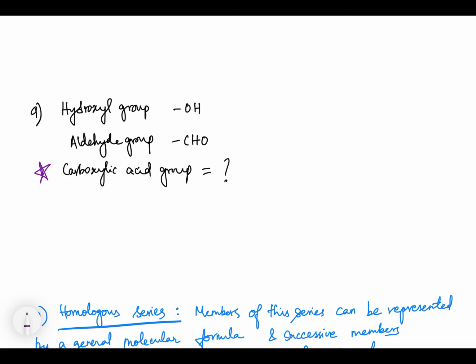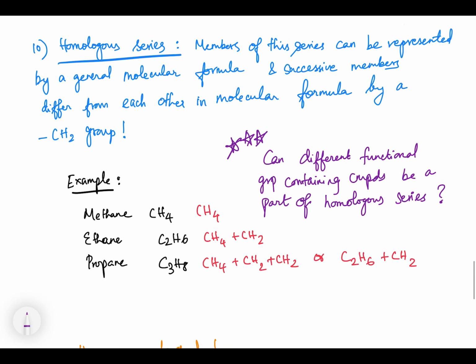Let's go to homologous series. Members of this series can be represented by a general molecular formula and the successive members differ from each other in the molecular formula by a CH2 group. Examples are methane, ethane, propane. I'll explain it again. Homologous series are a group of compounds with many members, represented by a general molecular formula. For example, alkane, alkene, alkyne. You can say CnH2n+2, CnH2n, CnH2n-2. Like that, they can be represented by a general molecular formula and the successive members differ from each other in the molecular formula by a CH2 group.